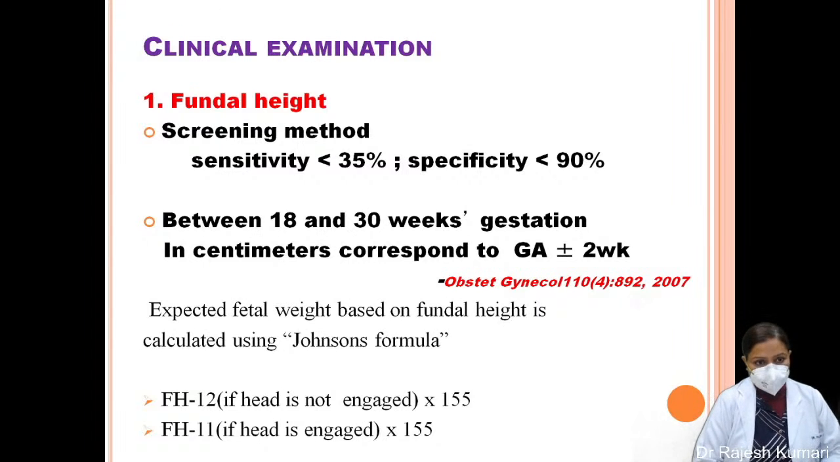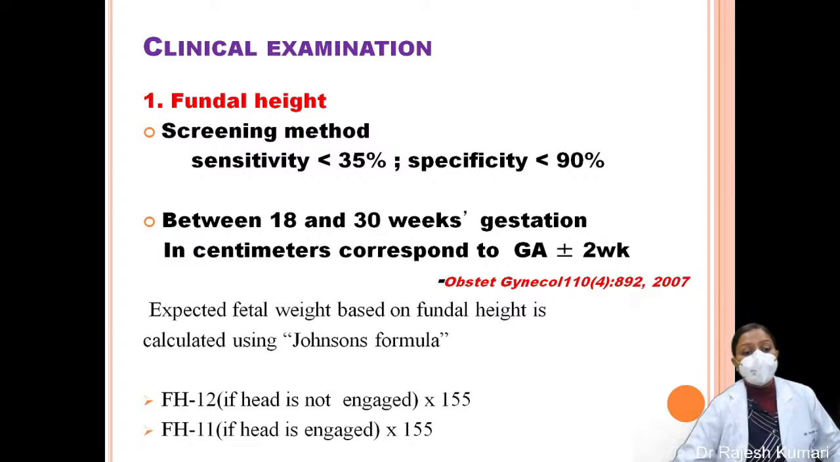first is fundal height. This is a screening method, but sensitivity is less than 35% and specificity is less than 90%. Between 18 to 30 weeks gestation, fundal height in centimeters corresponds to gestational age plus or minus 2 weeks. Expected fetal weight based on fundal height is calculated using Johnson's formula: fundal height minus 12 if the head is not engaged, multiplied by 155; fundal height minus 11 if the head is engaged, multiplied by 155.